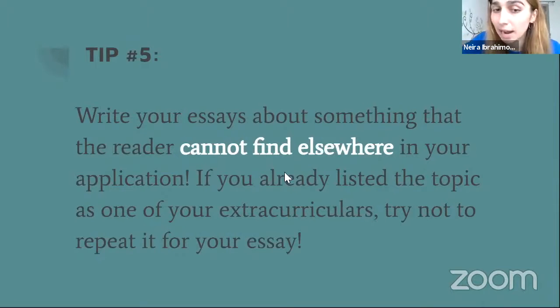For example, say I write ASB president as one of my leadership roles in my category, but I really had this specific life-changing event as an ASB leader that I really want to emphasize in one of my essays. Then you can go ahead and repeat it. But I would try to write your essays about something the readers can't find elsewhere, just so you can offer as much about yourself as possible.